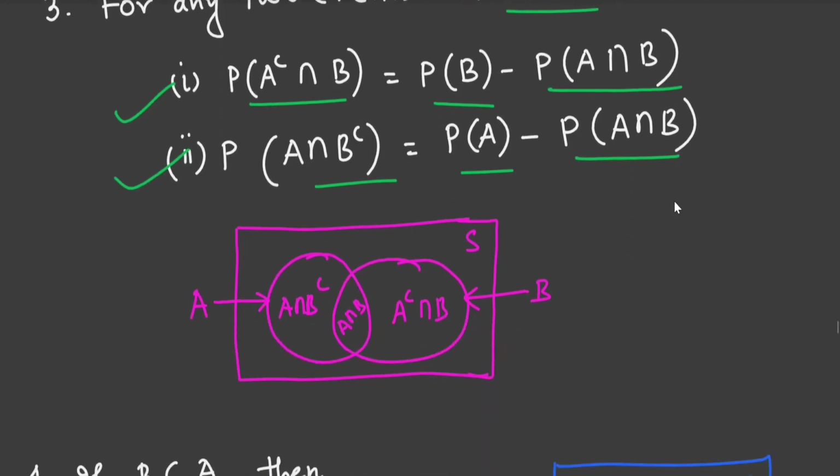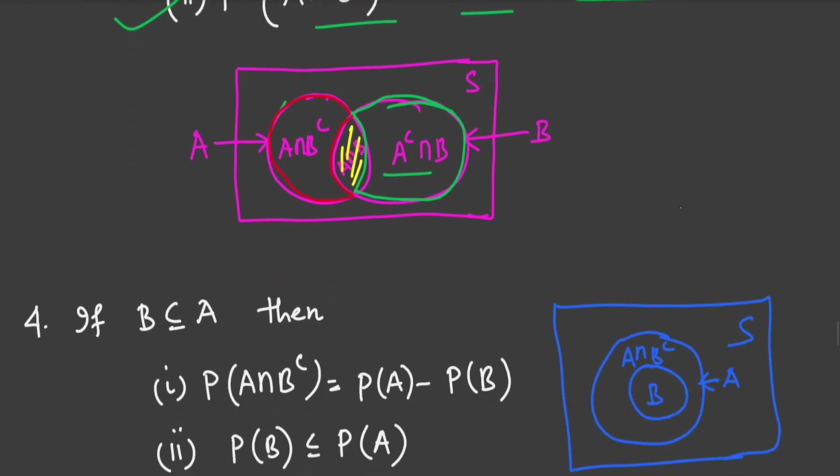If we draw the Venn diagram, this is the event A, this is the event B, and S is the complete event space. This portion is the A complement intersection B portion, this portion is the A intersection B complement portion, and this portion is the A intersection B portion. We all know the Venn diagram.